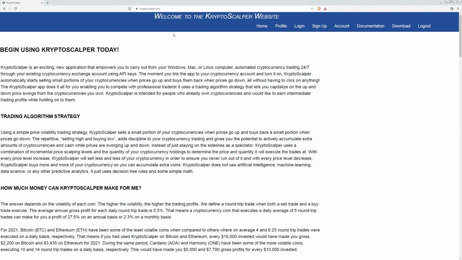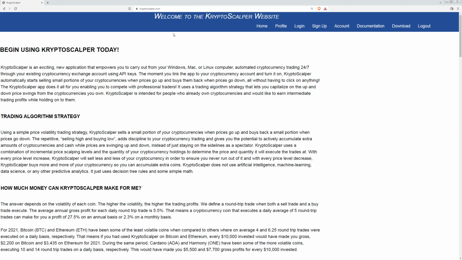So what is KryptoScalper? Well, it's an application that connects to your cryptocurrency exchange account and that has a pre-programmed algorithmic strategy to start selling small amounts of your cryptocurrency coins when prices go up and to buy back a small amount of your coins when prices go down, all on its own without you having to look at a screen or click on anything. In other words, KryptoScalper is an automated volatility trading application.